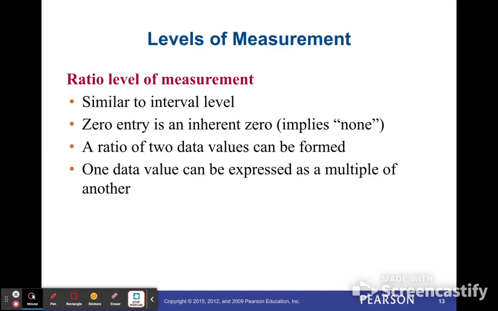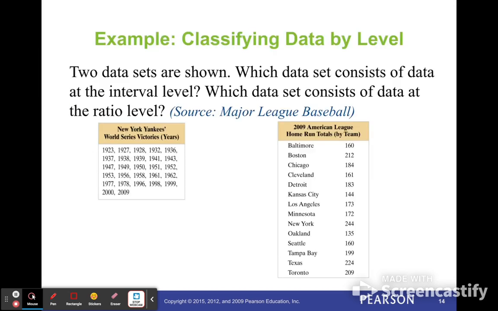So, example. Two data sets are shown. Which data set consists of data at the interval level? Which data set consists of data at the ratio level? The one on your left says New York Yankees World Series victories in years. Remember, our years are in Anno Domini, AD, after that, right? So before Christ and after that, right?